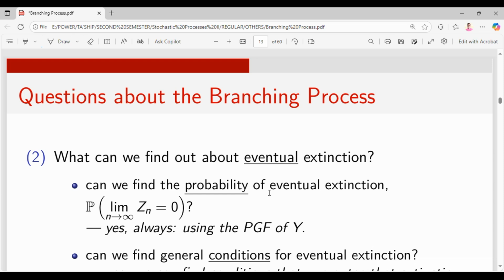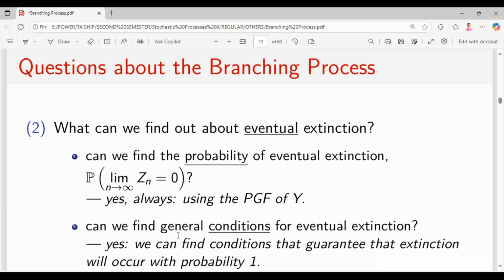Do you get it? There's a difference between eventual extinction and extinction. Eventual extinction is like the sequential extinction of the entire branching process. But extinction is like maybe it's with certainty that we've gone off, like everything. So you see that the eventual extinction is like taking the limit as n approaches infinity of the probability that Zn is equal to 0. You see, it's like a sequential thing, something we study over time.